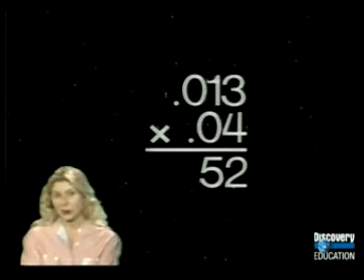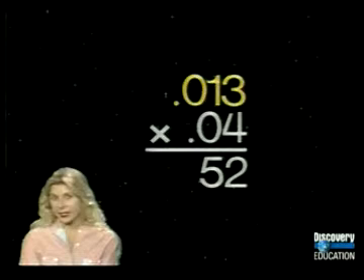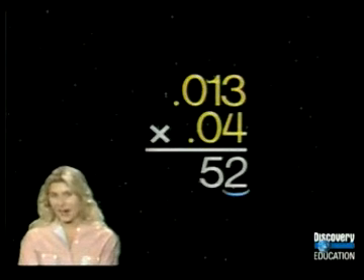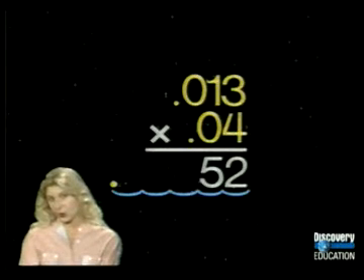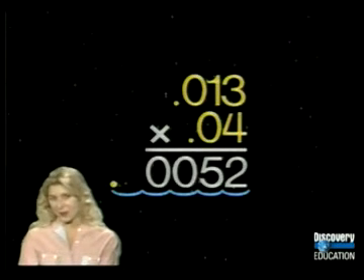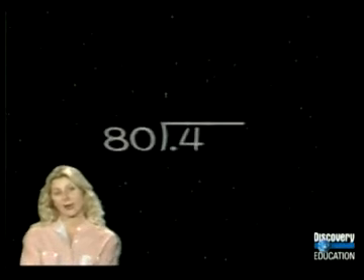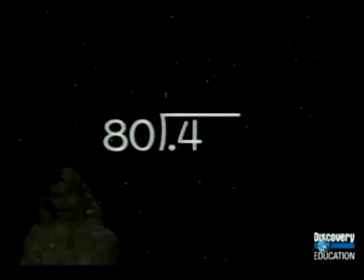Here's a multiplication problem. The answer has 2 digits, but the answer must have 5 decimal places: 3, and 2 more. To fill these empty slots, we must use zeros, 3 of them. We have to do the same thing with some division problems.